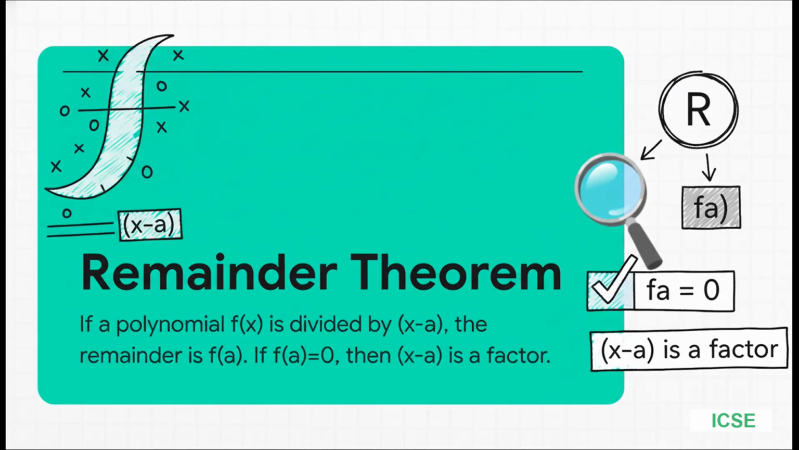Okay, you need a shortcut for those long, annoying polynomial problems? The remainder theorem is your best friend. It basically says, instead of doing long division, just plug the number a into the polynomial. Whatever you get is the remainder. And hey, if you get 0, boom, you just found a factor. It's such a clever trick.